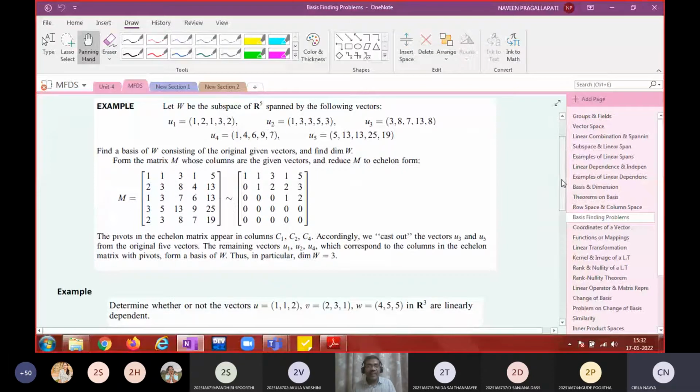Now identify the columns which contain the pivot elements. First, identify the pivot elements. Can you tell me the pivot elements in this echelon form of the matrix? In the first row, what is the pivot?